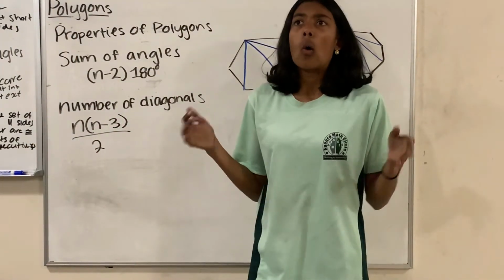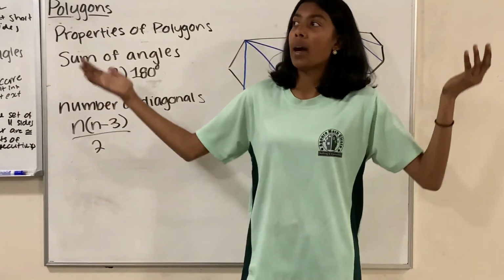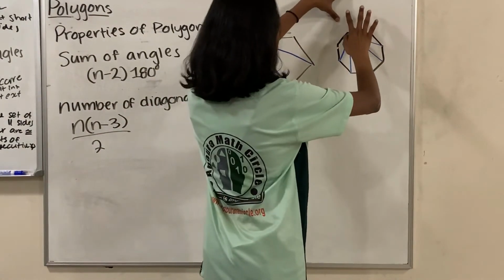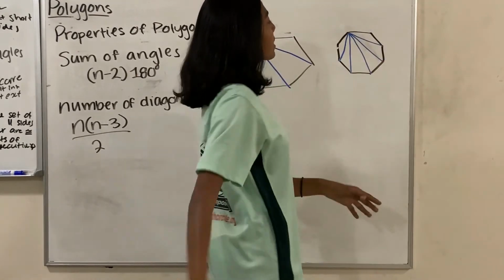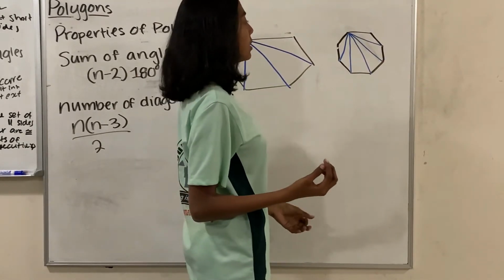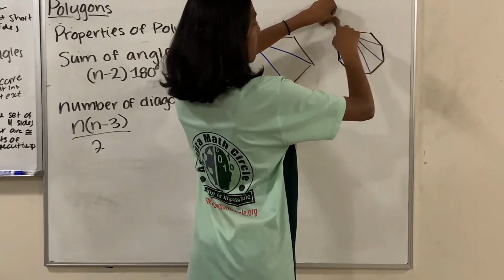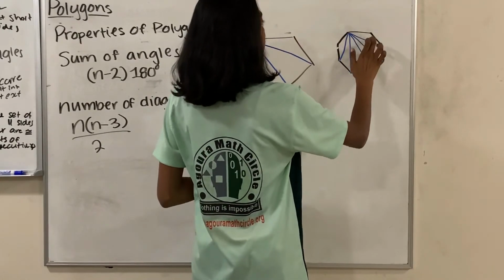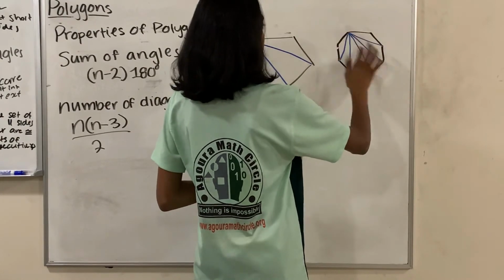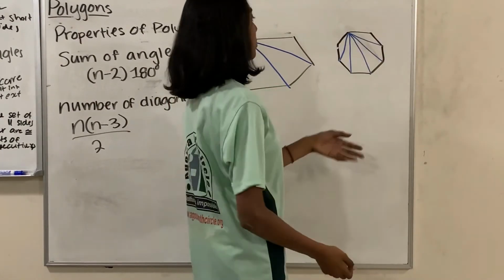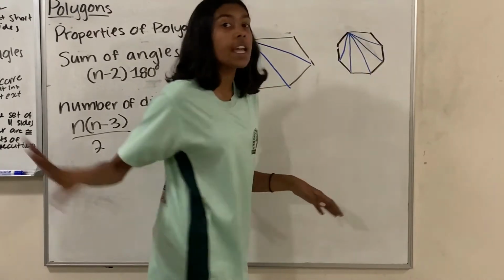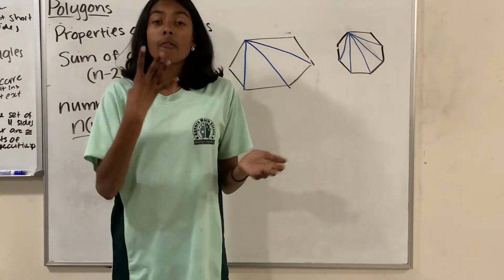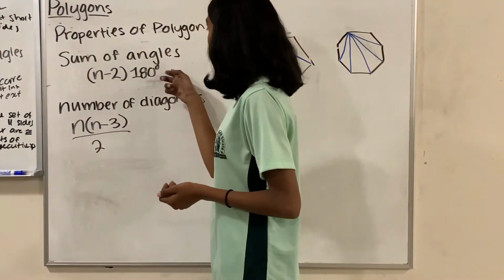Now you might be wondering, where did the minus 2 come from? Well, here's why. When you take a point and try to draw a diagonal, you're basically forming a triangle with every point you draw it to, except for these 2 points. So n minus 2. For example, in this octagon, 8 sides, 6 triangles. In this hexagon, 6 sides, 4 triangles. You notice a pattern. n minus 2 times 180.